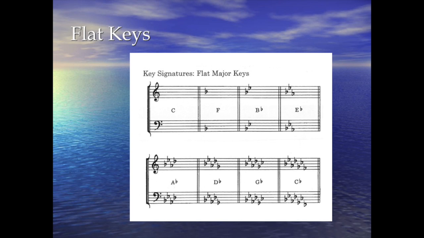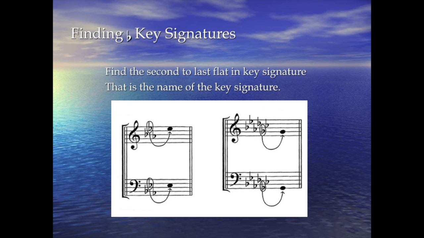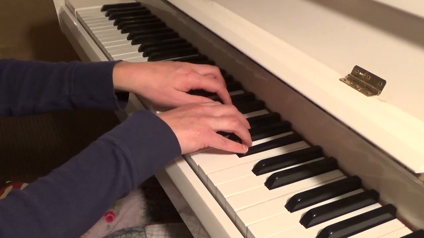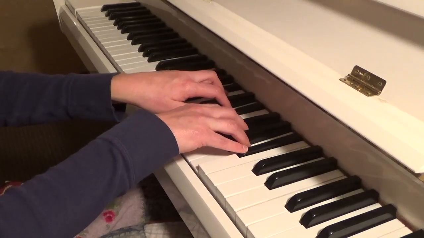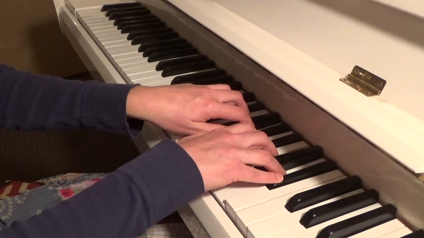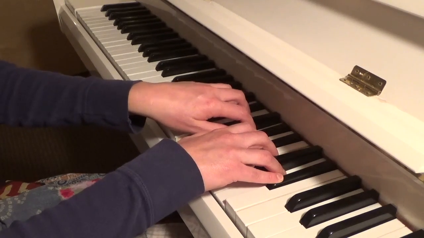in the key signature. So there's also a little quick method to naming a major key with a flat key signature. You just look at the second to the last flat, and that's the name of it. If you have 2 flats, it's the key of B flat. When you have 3 flats, the second to the last flat is an E flat.